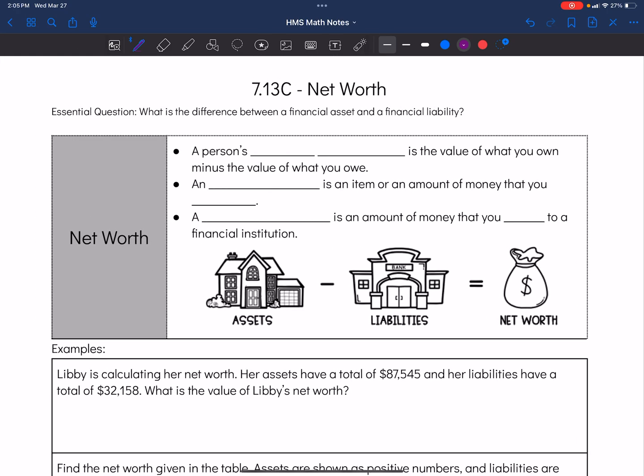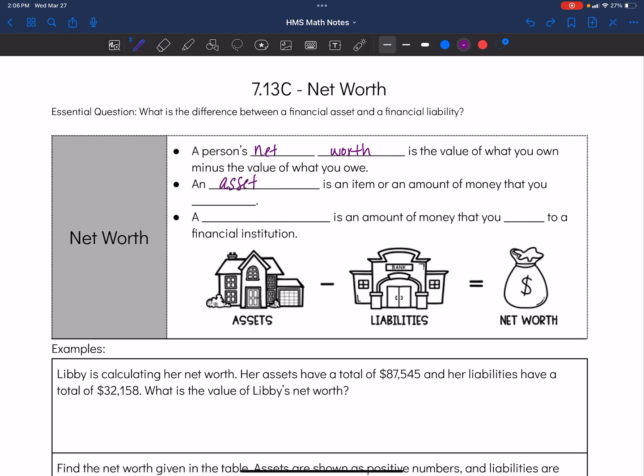Net worth. Hopefully by the end of today, you should be able to know the difference between a financial asset and a financial liability. I would say that is probably the most important part. Net worth is actually subtracting those two things. A person's net worth is the value of what you own minus the value of what you owe. What you have versus what you owe someone else.